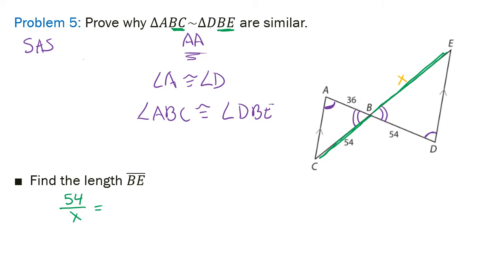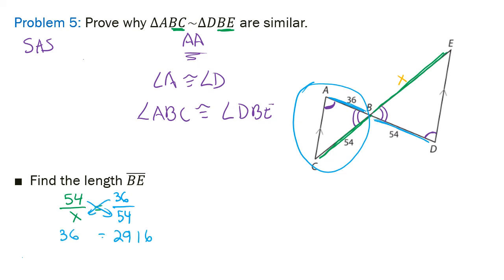Therefore, by process of elimination, this side right here and this side right here have to be corresponding sides. Now, since I used information from this triangle for my numerator in the second fraction, I have to continue to use information from that triangle in my numerator. And the 54 would be on the bottom. Now we're going to just cross multiply and solve. So 54 times 54 is 2,916, and 36 times x is 36x. Divide both sides by 36, and we learn x is 81. So we know BE is actually 81.